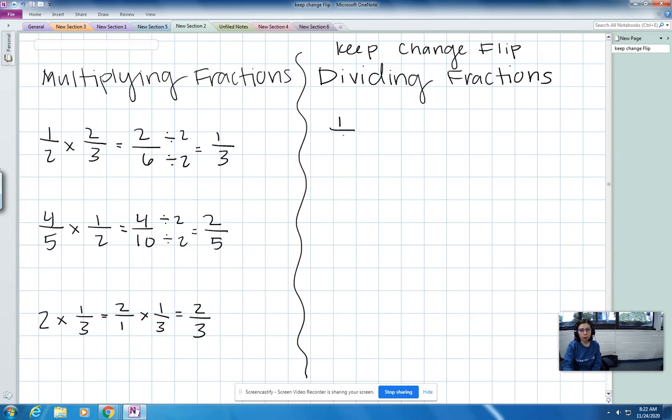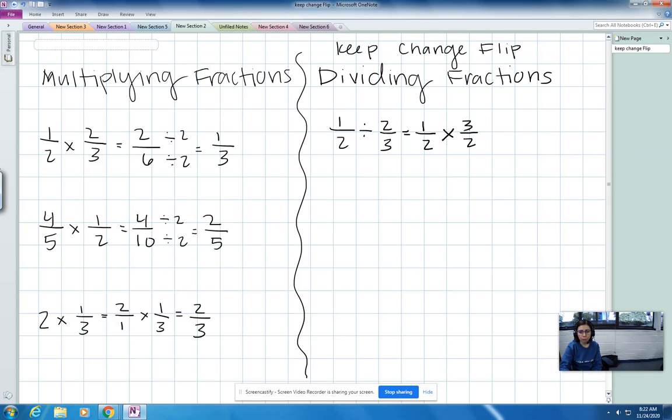Let's say we had 1/2 times 2/3. Oops, sorry, not times, divided by 2/3. So what we're going to do is we are going to use keep, change, flip. That means we're going to keep the first fraction the same. We're going to keep the 1/2 just the way it is. We are going to change the division sign to a multiplication sign. And we're going to flip over the second fraction. So instead of 2/3, I'm going to write 3/2, 3 over 2.